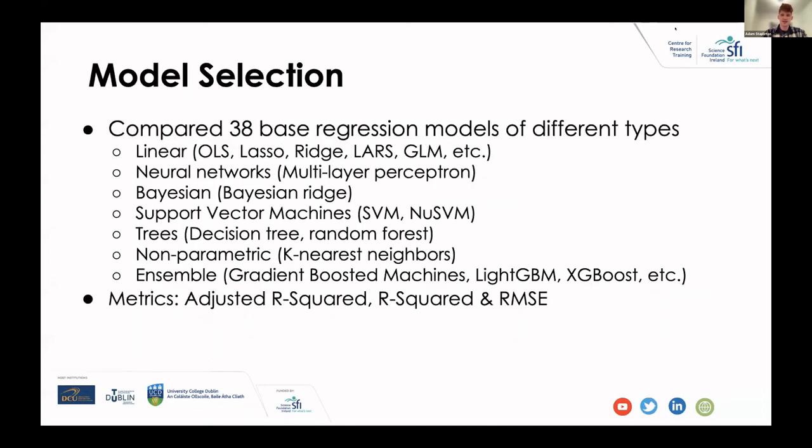Briefly to go through the model selection process, I won't dive into the details due to time, but we compared 38 base regression models of different types, as you can see listed here. And then the metrics that we used to compare our models were adjusted R-squared and RMSE. And I'll be using adjusted R-squared for the rest of the talk. So we feel it's the best measure of goodness of fit in this case, because it is independent of the number of features, which is important for comparing feature sets of different size. And it also isn't as vulnerable as RMSE to the assumptions about where transpiration may or may not be negligible on our validation sets.